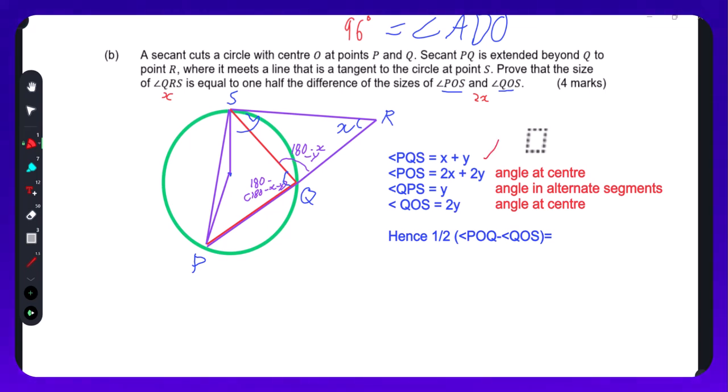For the next thing, POS equals 2X plus 2Y. If we have P to the origin, I'll do a little O over there, P to the origin and then to S, that's going to equal 2X plus 2Y because that angle is at the center, which means it needs to be double what the angle at the circumference would be. So that's why we've got that one there. The angle at the circumference would be this one over here. So we're having to double that one. We initially said that PQS was X plus Y, so double that is 2X plus 2Y.